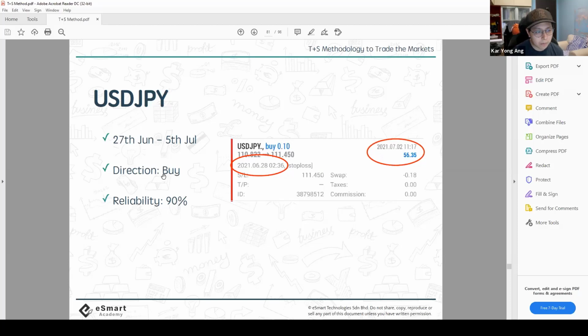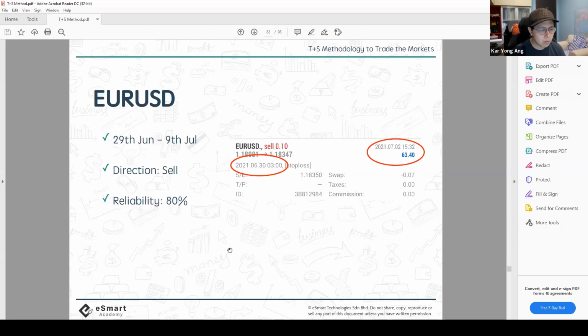Okay, show you another one. This is also quite recent in dollar yen. Same thing, right? I think you should be very clear with how to read the statistics right now. 27th of June to 5th of July. Basically that couple of days, the direction of dollar yen is buy, and we have a good 90% chance. Same thing, right? We'll look at the buy during this period of time and add in a little bit of technical. That's how you can see we made about 50 pips. We enter about 110.82 and then exit somewhere around 111.45.